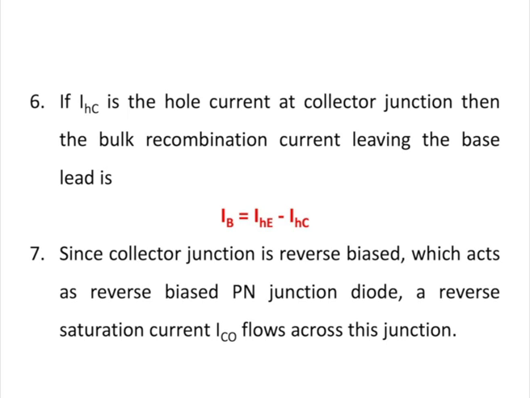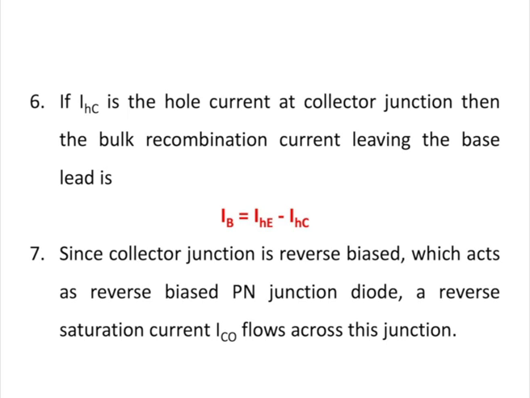This I of Hc we can observe from the figure. Where is I of Hc in the figure? On the collector region, we have I of Hc. So, from this diagram, we will use I of B equal to I of He minus I of Hc, which is represented in the diagram.